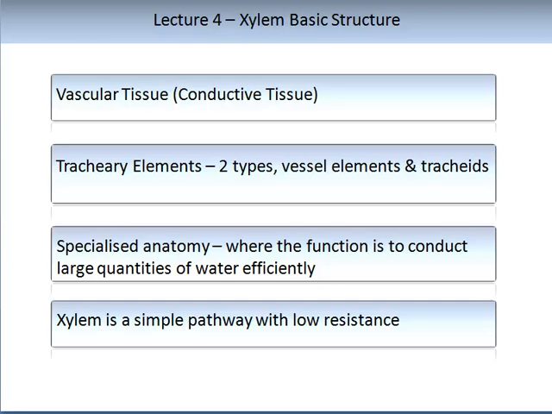So the xylem structure, as well as the phloem, is part of the vascular tissue. And to ensure no confusion, it is also called conductive tissue. So if you see this in your readings, please note it is the same thing. The xylem is made up of tracheary elements, and there are 2 types of these elements. There's the vessel elements and the tracheids. They are very specialized anatomy, where their function is to conduct large quantities of water efficiently.